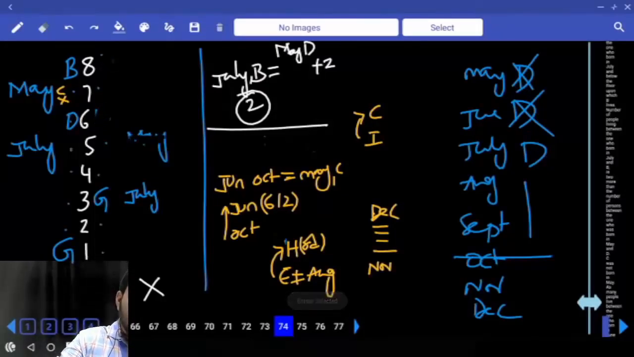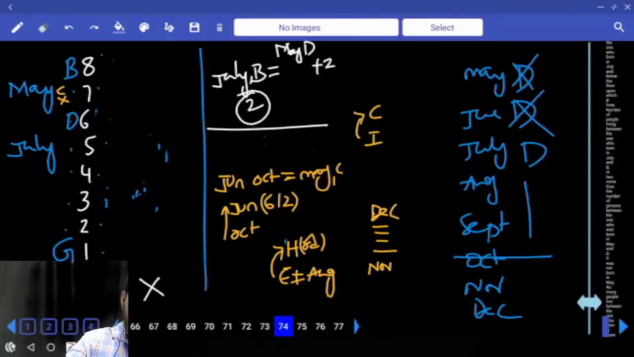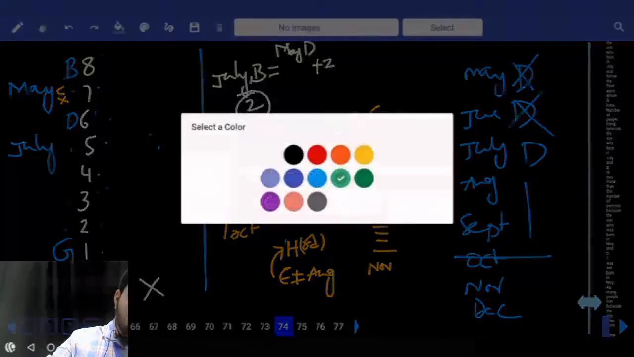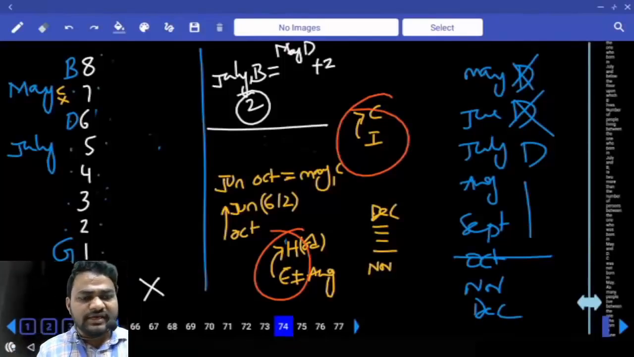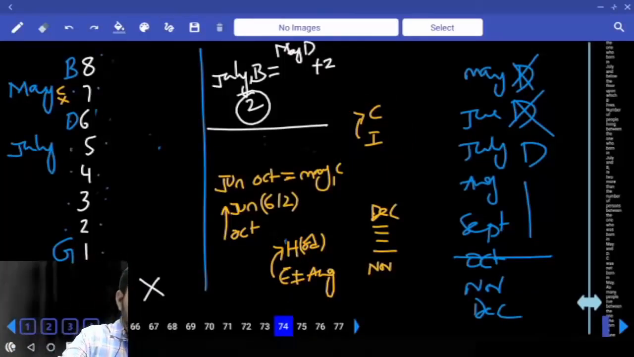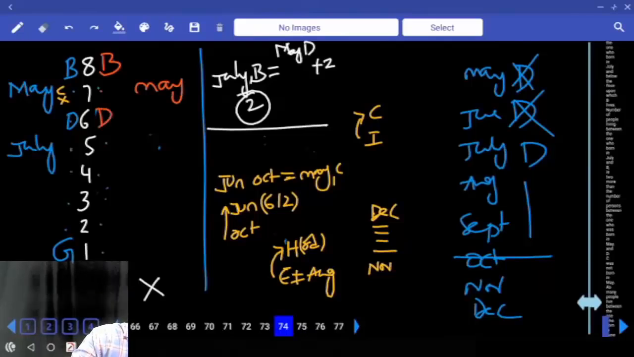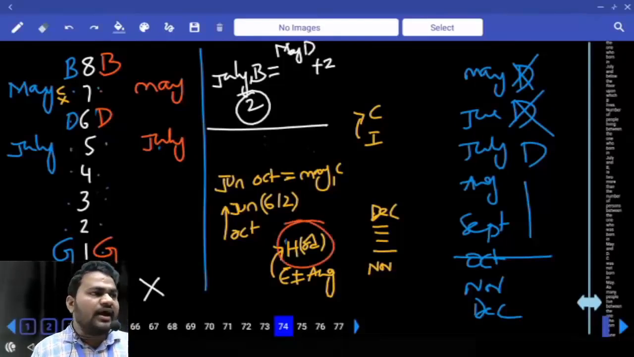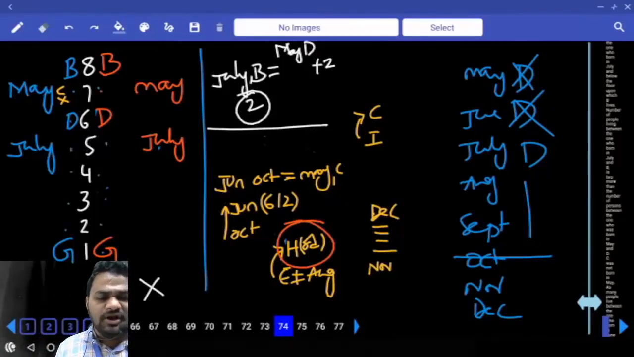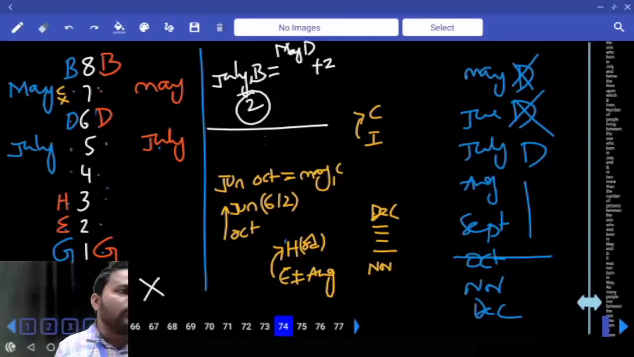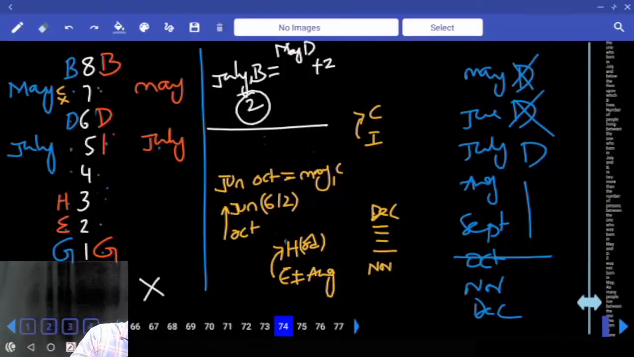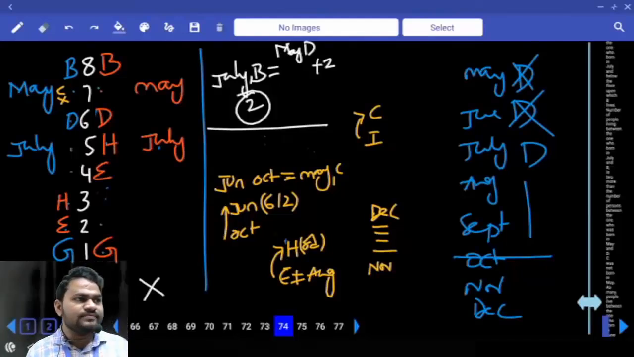So let us talk about the possibilities here. Where are we getting two possibilities? They are with respect to HE and CI. So B on the 8th floor, May, next D, and then after that we have July, and then we have G. Now H must be on an odd number floor. Immediately below H we need to fix E. If H is on the third floor, immediately below that E is required.